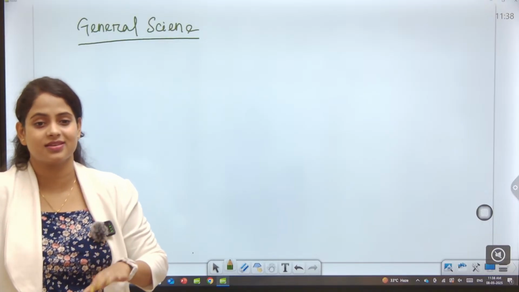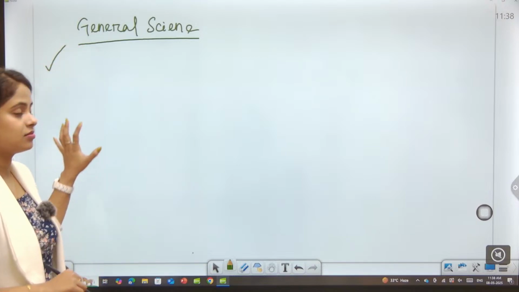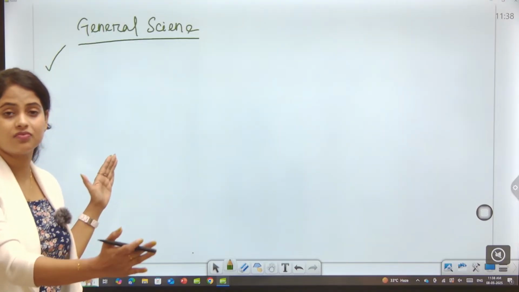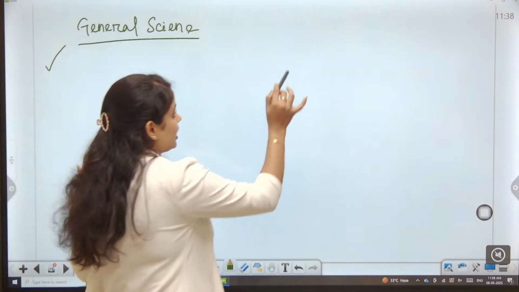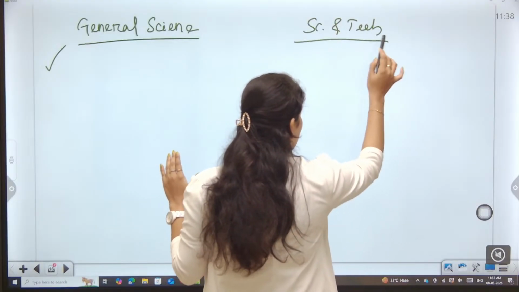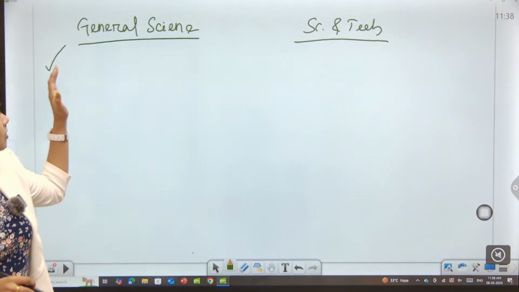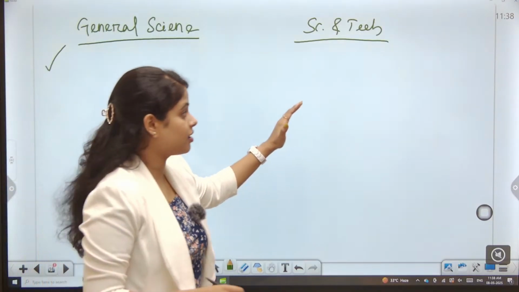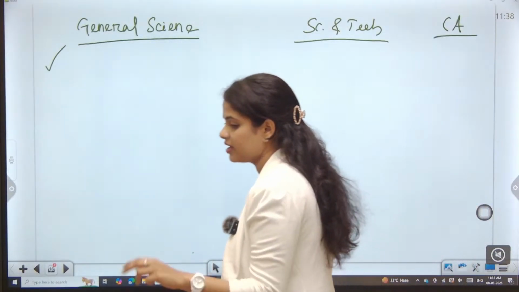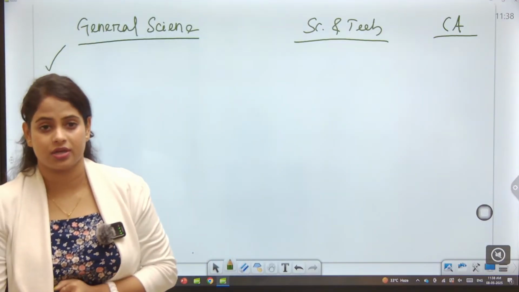If you are not asking, it's okay. But if you have general science queries, then apart from your main strategy, do have time for science and tech. This is very important. Please do relate it with current affairs. General science, science and tech, and current affairs: divide this portion in three and prepare accordingly.